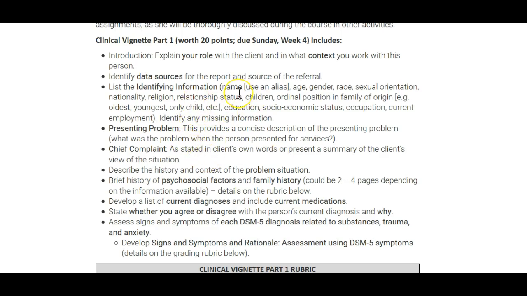So when you list this brief history, you want to go into the biological, social, psychological, and environmental factors here, but you don't have to write a soap opera. If you have any questions about that, let me know.